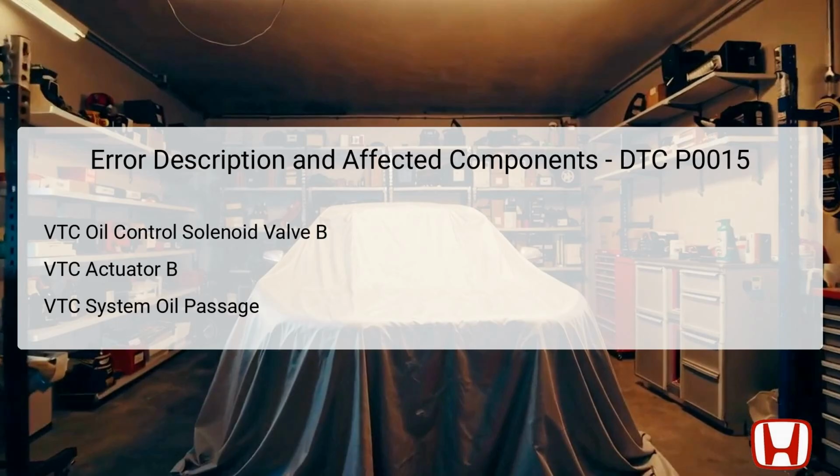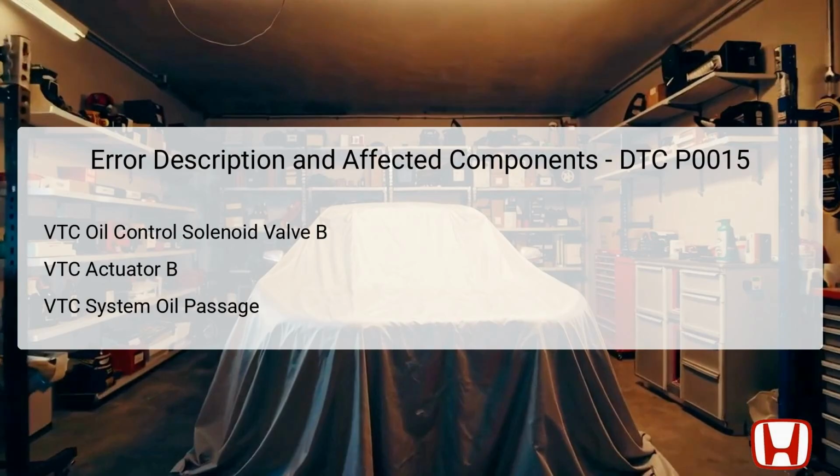The P0015 error code involves critical components within the VTC system. The VTC Oil Control Solenoid Valve B is pivotal for regulating oil flow to the VTC actuator, allowing for the precise control of camshaft timing based on driving conditions. This valve is typically located near the engine and is connected to the PCM for real-time feedback. The VTC Actuator B, on the other hand, adjusts the position of the camshaft using hydraulic pressure. Its operational efficiency is essential in maintaining the commanded camshaft phase angle.